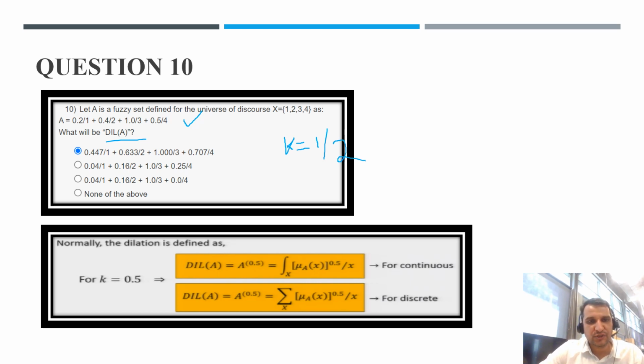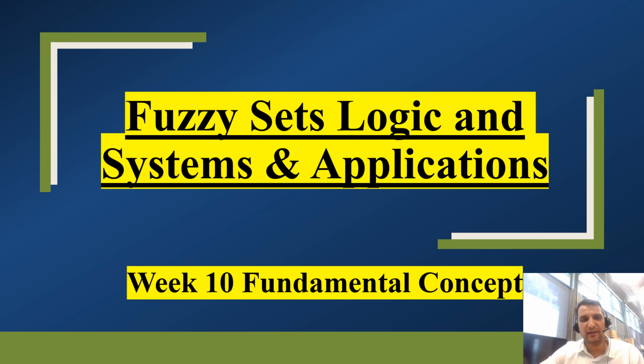So the square root of 0.2 will be equal to 0.447. The square root of 0.4 is equal to 0.6332. The square root of 1 is equal to 1. The square root of 0.5 is equal to this one. So this will be the correct answer. So this is the overall story of week 9.